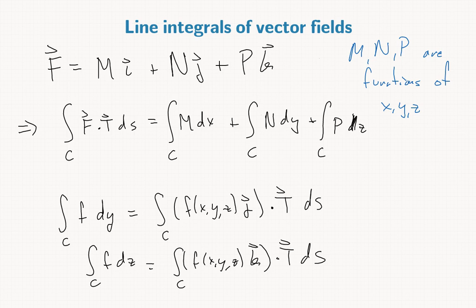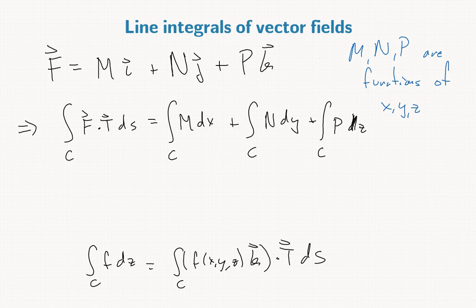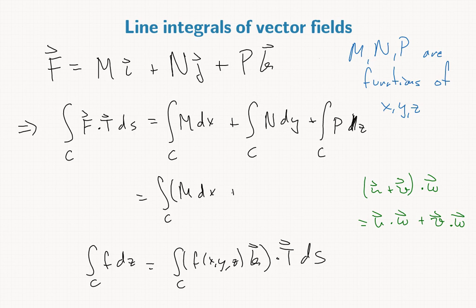And this follows from the rule for dot products that u plus v dot w is u dot w plus v dot w. And then this is also written just as the integral over C of M dx plus N dy plus P dz.